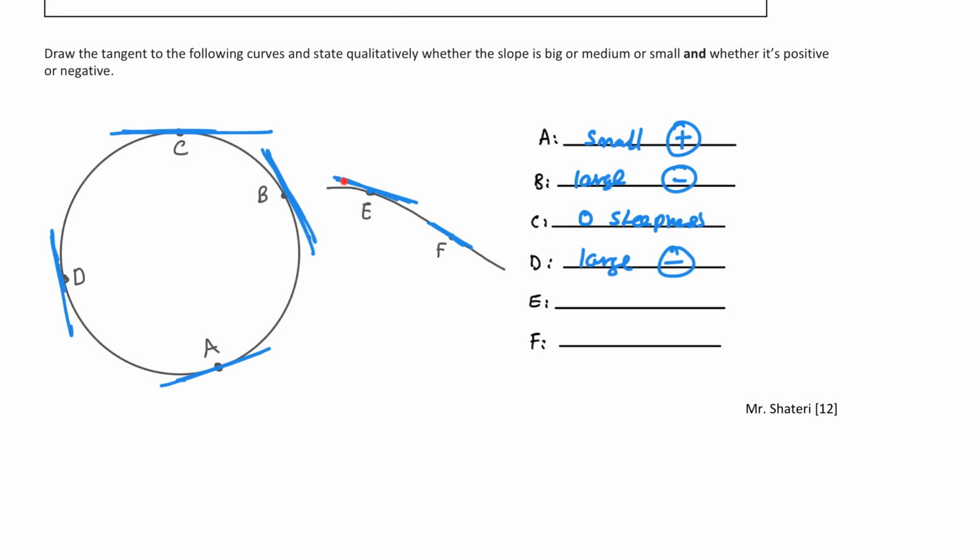Point E, the steepness isn't that much, so I'm going to say it's a small value in terms of slope. And it's also negative because as we move to the right, we're moving down. This one is steeper than this, not as steep as this. I'm going to say this is approximately medium. Again, these are approximations, it's not perfect. This is also negative. It seems like I only had one positive slope, which is fine. Good. And that's how we do these types of questions, and how we estimate the steepness and state the sign of a tangent.